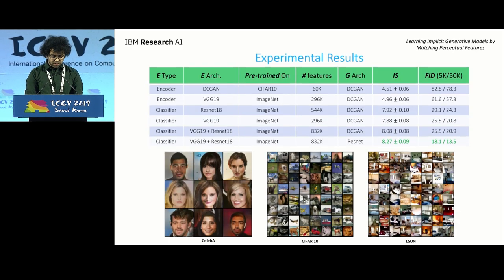Here are some of the results with different feature extractors. In the first two rows, the feature extractors used are from pre-trained autoencoders, whereas the rest are from pre-trained ImageNet classifiers. For CIFAR-10, we get the best results when we use VGG-19 and ResNet-18 features and a generator that uses residual connections.